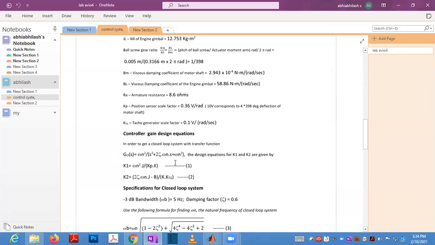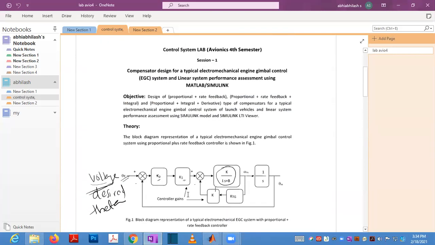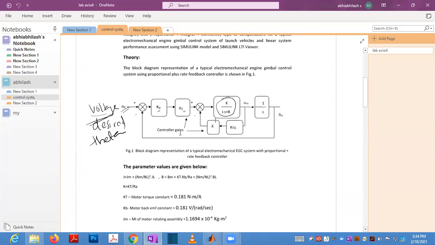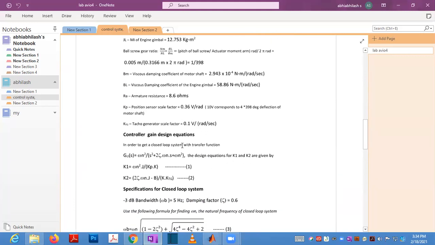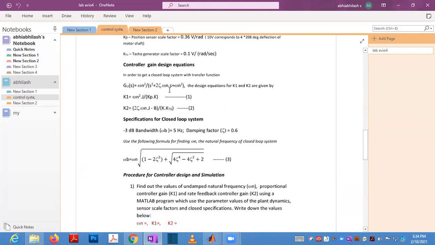Solving this equation, comparing this loop, you create the loop and just substitute these things, you will get k1 and k2. And the specification given is that the minus 3 dB bandwidth is high and the damping factor is 0.6. So don't worry about these things. This is actually modeling things only. That will be covered in later parts only.